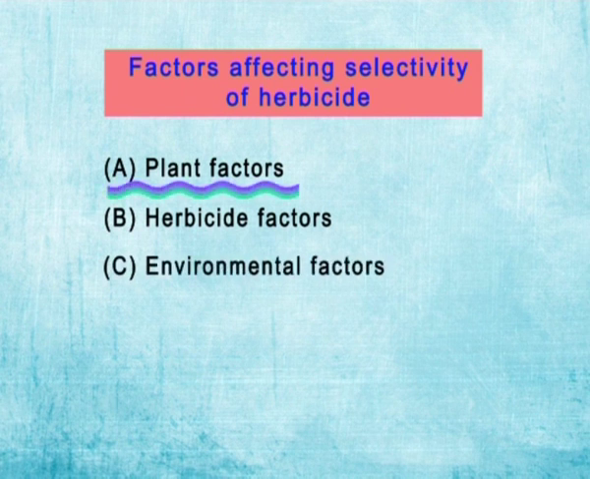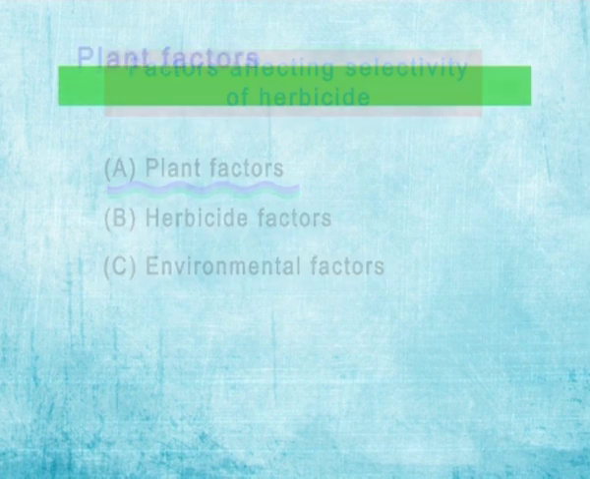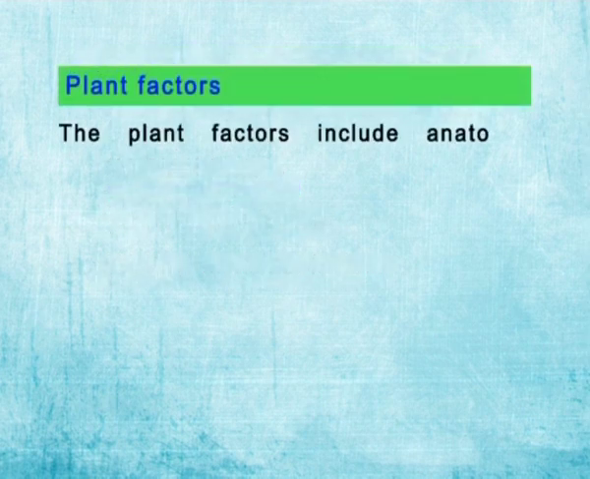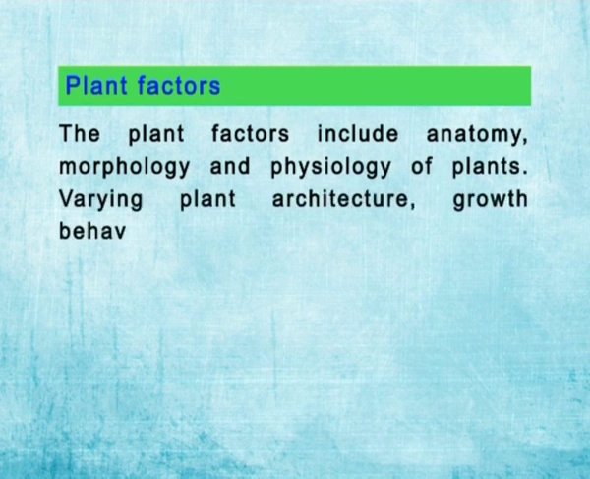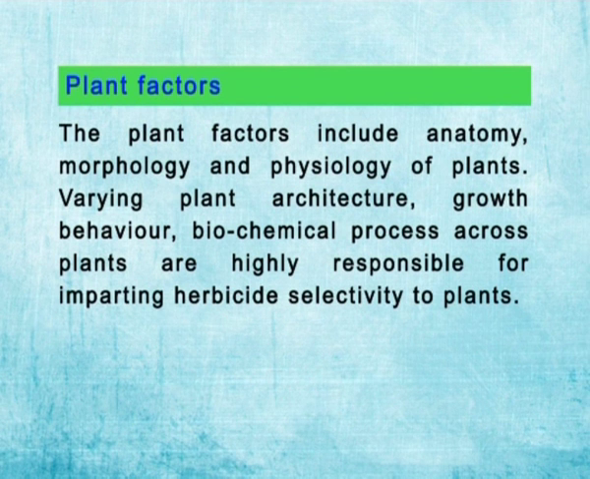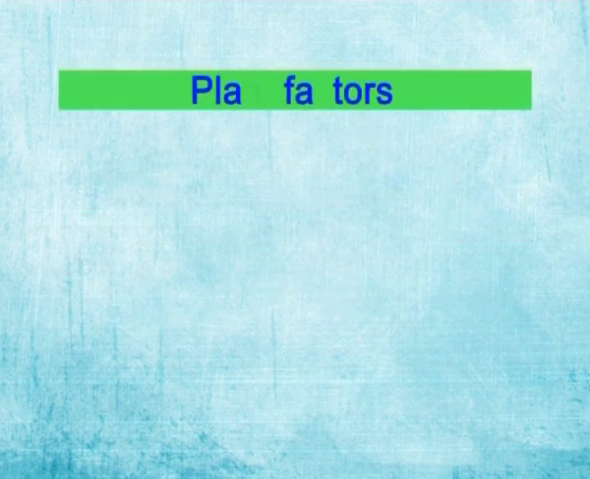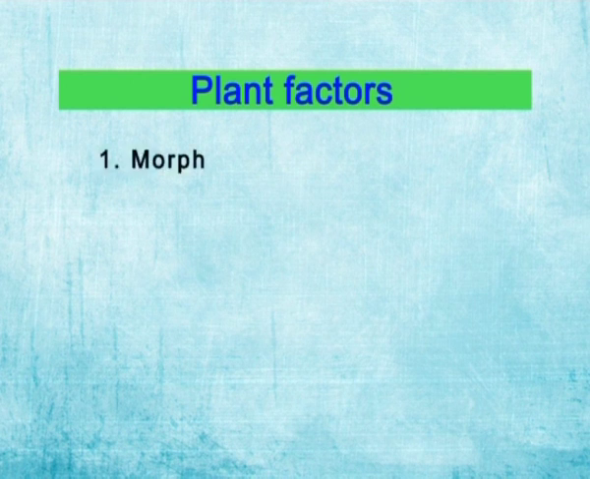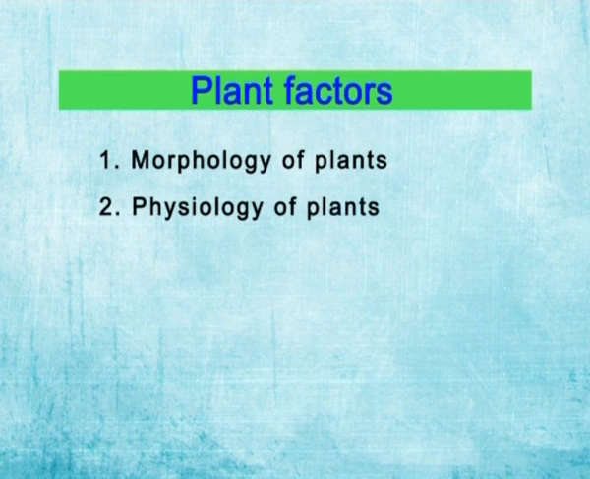Let's start with number A, plant factors. The plant factors include anatomy, morphology, and physiology of plants. Varying plant architecture, growth behavior, and biochemical processes across plants are highly responsible for imparting herbicide selectivity to plants. The plant factors include: number 1, morphology of plants. Number 2, physiology of plants.